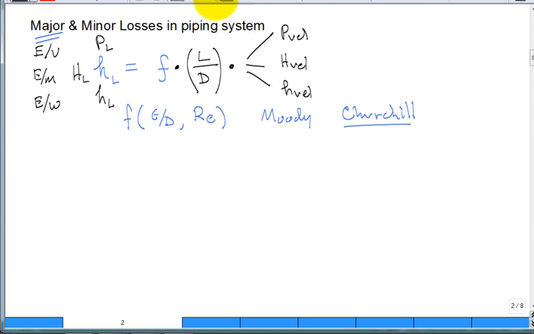Flush this out in more detail for me, Professor. Well, this would be 1/2 rho v squared. This one would be, what would it be? v squared over 2, or 1/2 v squared. And the last one is v squared over 2g.